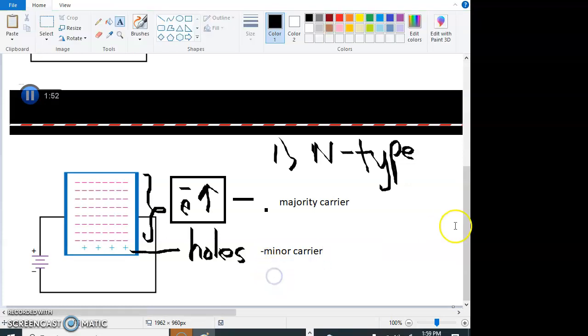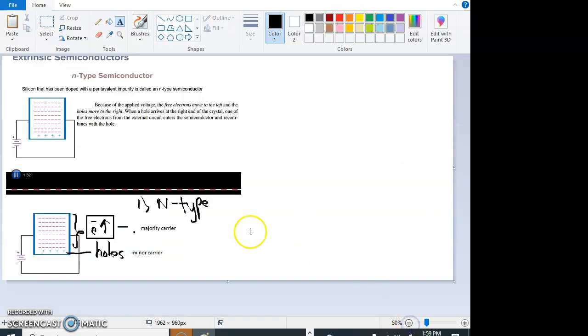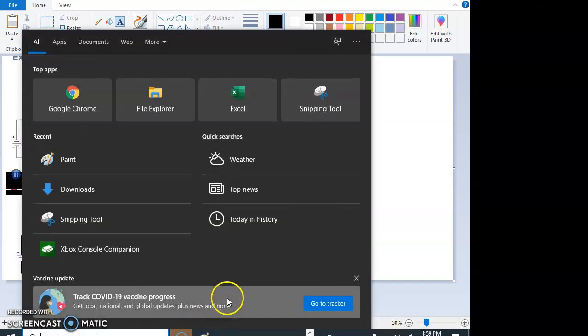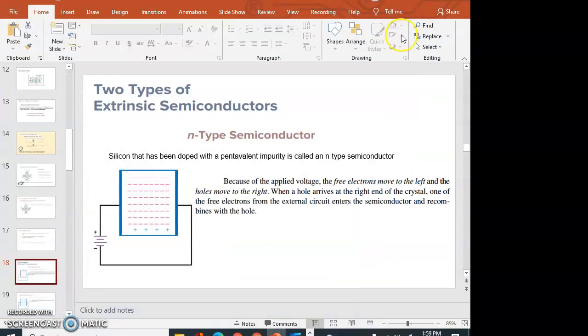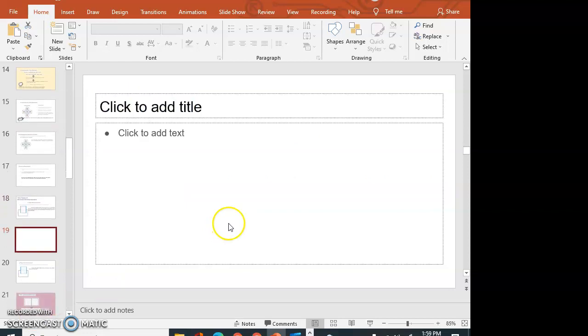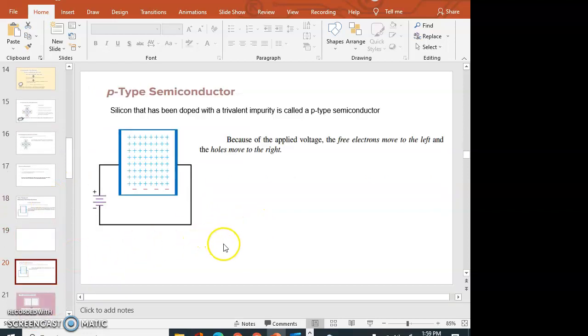With that, we were able to increase the number of electrons as compared with holes. So there are now two materials. The material with an increased number of electrons, we call the N-type material. When we increase the number of holes, this time what we have is the P-type material. So increasing the number of holes will give a P-type material.